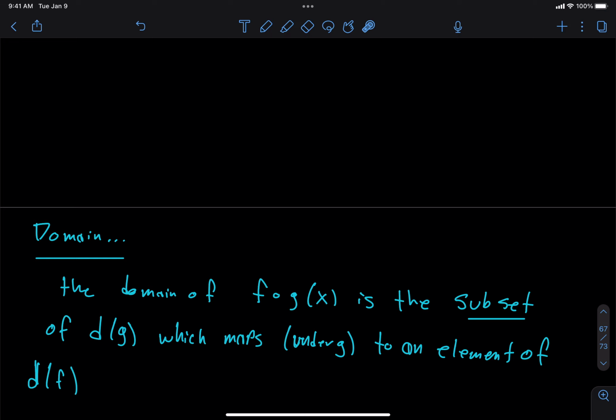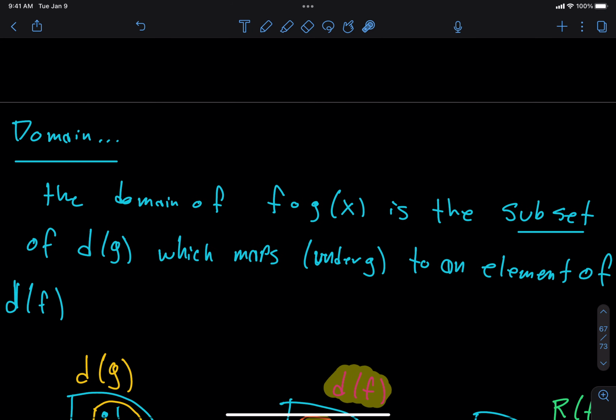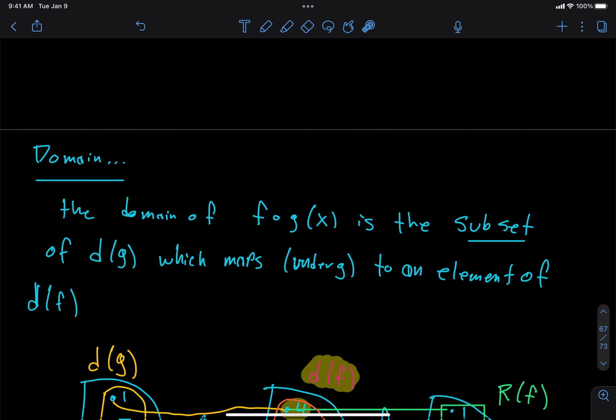But let's read the statement first, and then I have a picture, which is really kind of complicated, but okay, let's read the statement first. It says, the domain of a composition of functions, f of g, okay, so we're just composing two functions, is going to be the subset of the domain of g, which maps to an element in the domain of f.